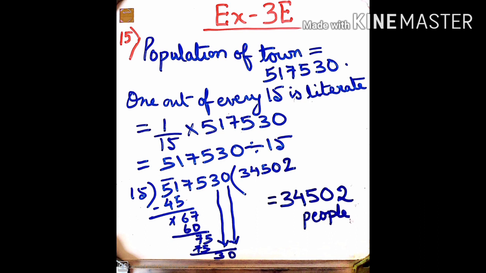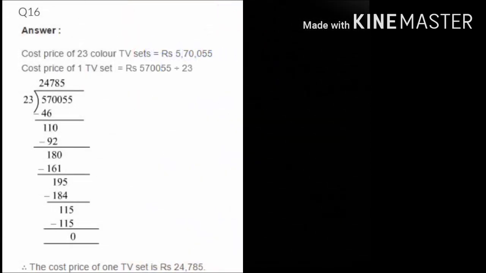Okay. Now next is question number 15. The population of a town is 5,17,530. If 1 out of 15 is reported to be literate, how many literate persons are there? So 1 out of 15. That means it is the fraction 1 by 15. So that means this 5,17,530 can be divided by 15. So what is our quotient? Our quotient is 34,502. That means 34,502 people are literate, right?